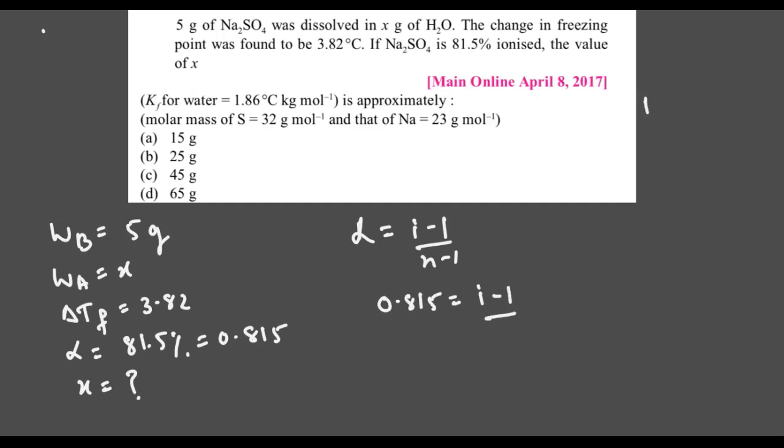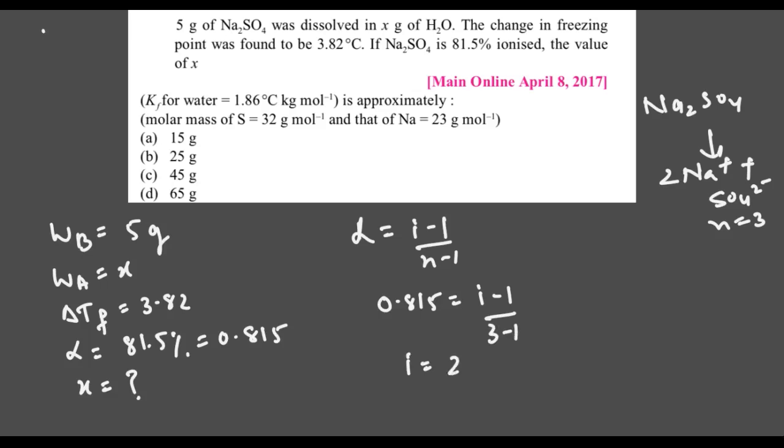What is n? See, sodium sulfate, when it is ionized, will give you 2 sodium ions and 1 sulfate ion. That means the total number of ions is 3. So the value of n here is 3, so 3 minus 1. When you solve, you will get the value of i as 2.63. After getting the value of i, you apply the formula delta TF is equal to i KF into m, where m is the molality. Now you put the values again.